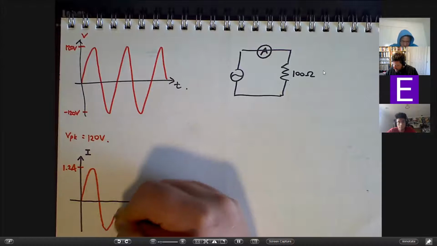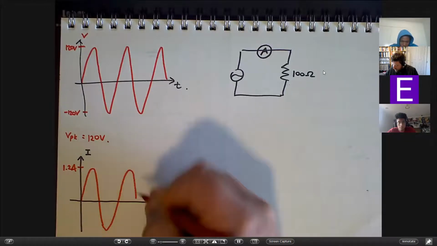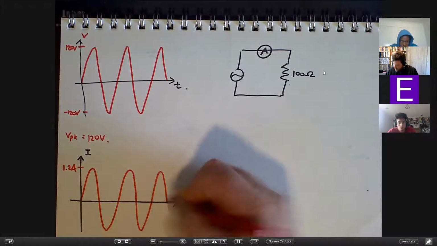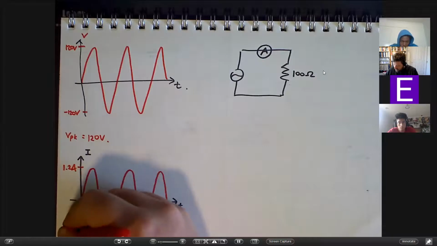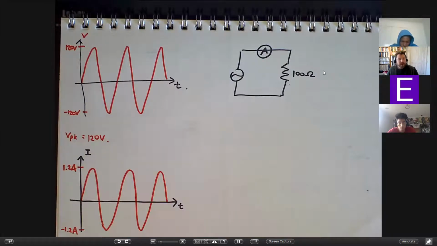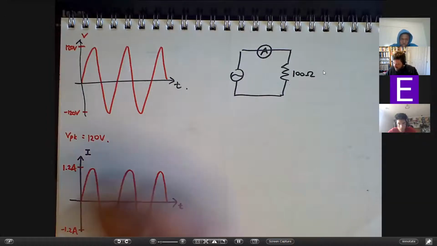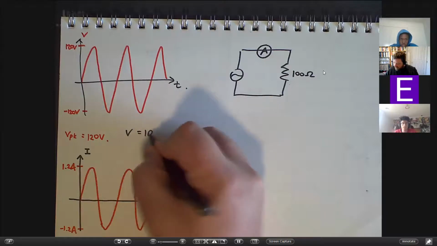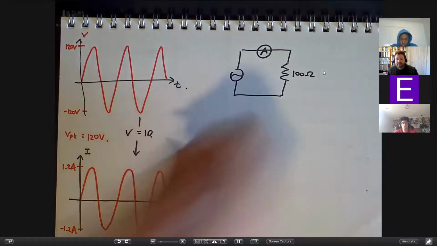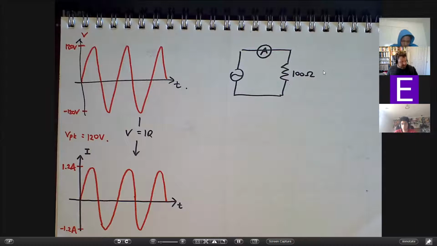And we're going to have something like this. Please tell me if I'm going too fast through year 11 electricity stuff that you don't remember at all. Okay. So we're just using V equals IR. Ohm's law gets us from this to this. So we're just dividing through by the current.